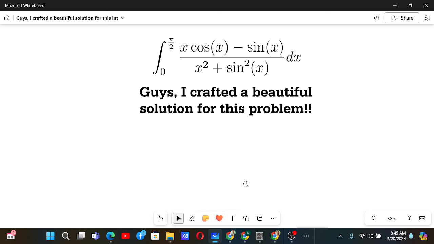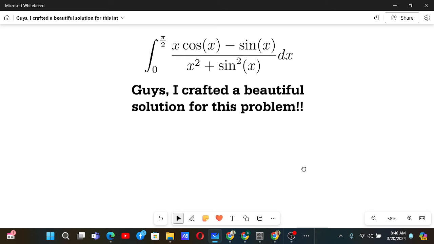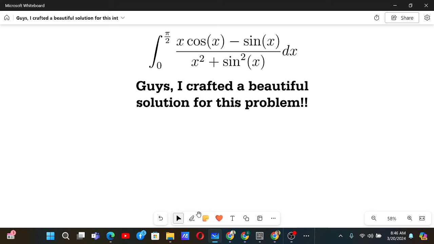Guys, I crafted a beautiful solution for this problem. So basically last night I was trying this problem but I couldn't really get anywhere, and I slept. And this morning I tried again and found something beautiful in this problem while solving it, and I really liked my solution. That's why I want to share this with you guys.